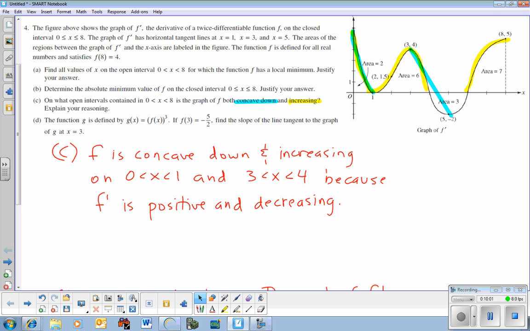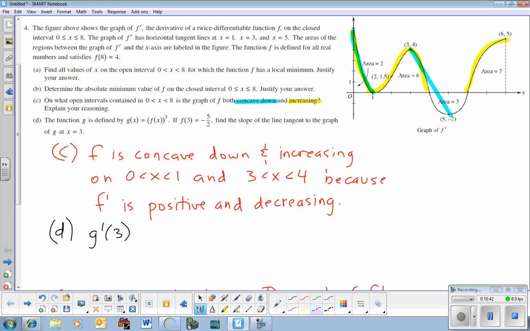All right, so part D. G is defined by f cubed. Fair enough. Whatever function I have, I cube it, I get G. F of 3 is negative 5 halves. Find the slope of the line tangent to the graph of G at 3. Now, I read that one the first time and think, uh-oh, this is one of those confusing ones. I don't know what to do. So whenever I feel like that, I'm just going to start by deciphering what it is they're asking me for. They're asking me for the slope of the line tangent to the graph of G at x equals 3. Well, slope of the tangent line, that's just the derivative. They're asking me for the derivative of G at 3.